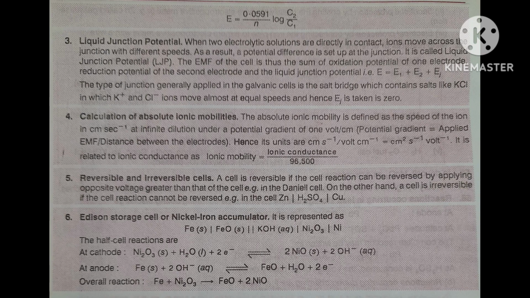It will be cancelled because it will not create a potential, because both will move at almost equal speeds. Both will reach together, then they will cancel. There will be 0 potential. If a difference in speed is there, only then will potential be created at the junction. This is the important thing. That's why in the salt bridge, a salt is used whose ions have almost equal speed. KCl is the best example. Potassium sulfate is also used.